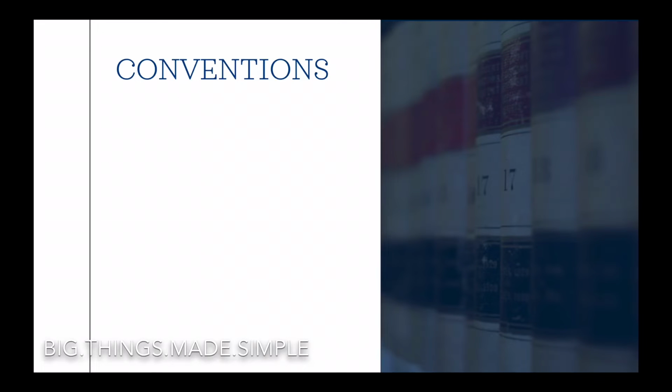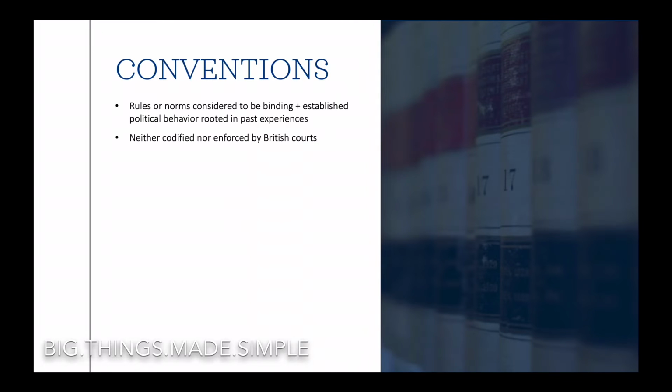Conventions are rules or norms considered to be binding and establish political behavior rooted in past experiences. They are neither codified nor enforced by British courts, so basically an imprecise guide to what is considered constitutional. But if ignored, there will be allegations of unconstitutional behavior leading to numerous political implications and constitutional difficulties, so truly a constitutional crisis. In 2011, the government released a cabinet manual.